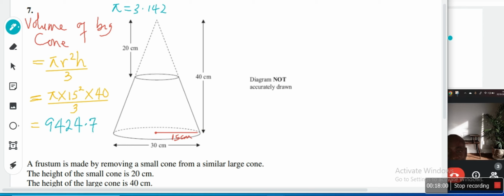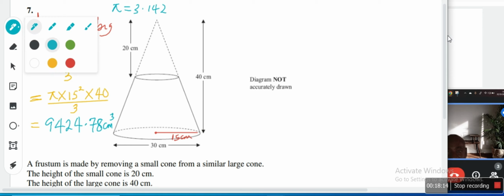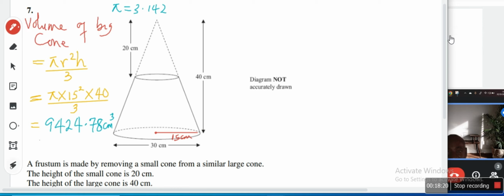0.78. Okay, let's just leave it here. cm cube. That's the volume of the big cone. We need to find the volume of the small cone that was cut off. But we need to apply some interesting geometry to do that.